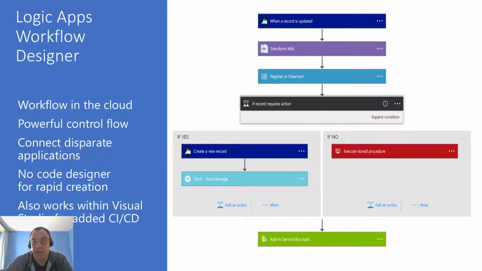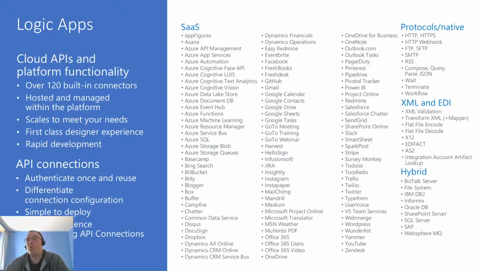Now, a Logic App, like I said earlier, has huge amounts of connectors. So we today have over 120 built-in connectors. And of course, we have lots of Azure native connectors. So you can connect with almost any Azure service that might be interesting, but it goes much further than that. In the sample before, we saw an integration with Slack to push messages.